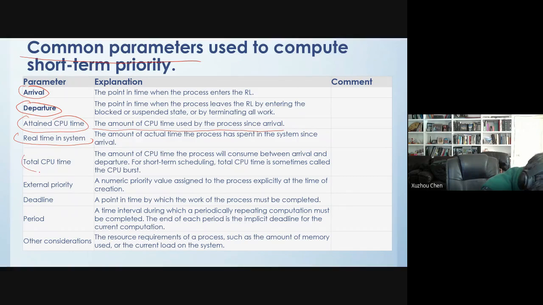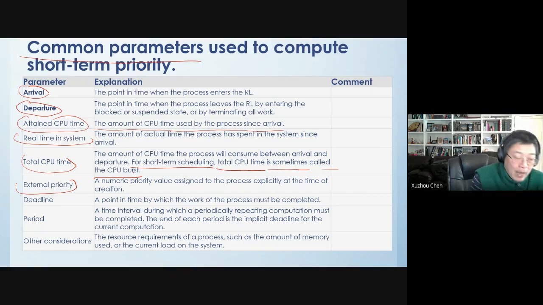Also the total CPU time and external priority. Total CPU time basically means the amount of CPU time that the process will consume between arrival and departure. So this basically tells how long the process is going to use the CPU. For short-term scheduling, the total CPU time is also called a CPU burst.